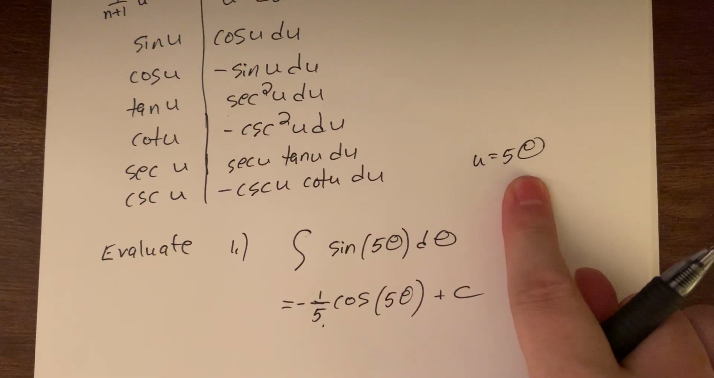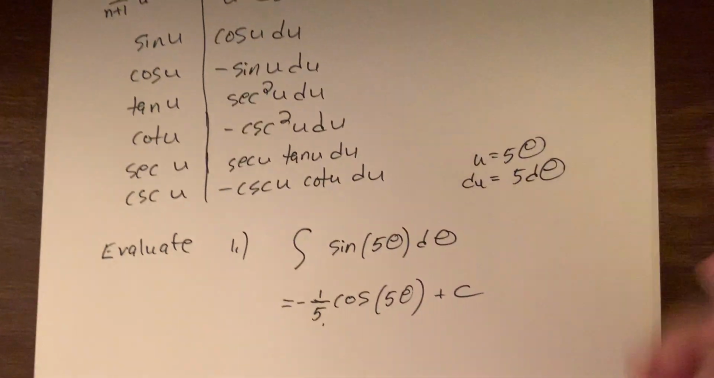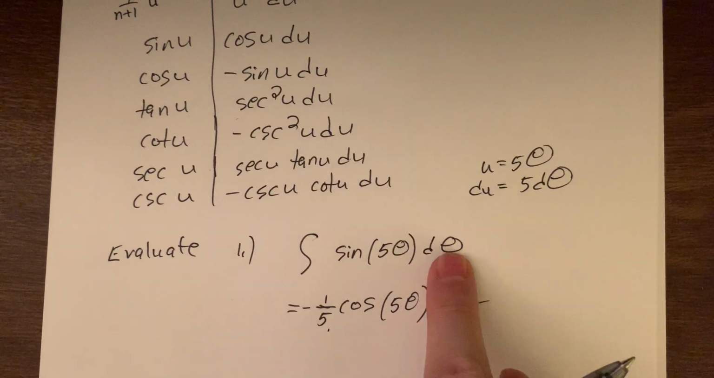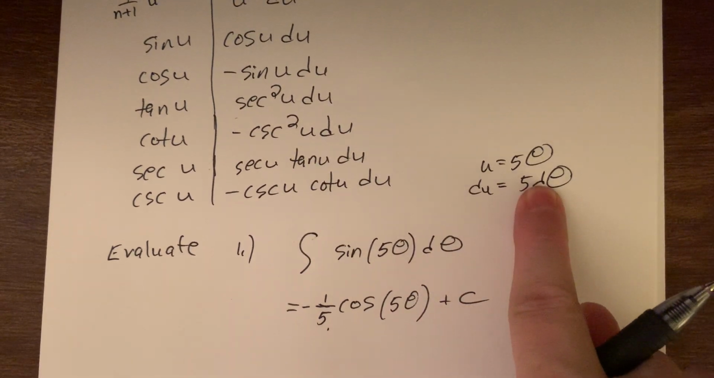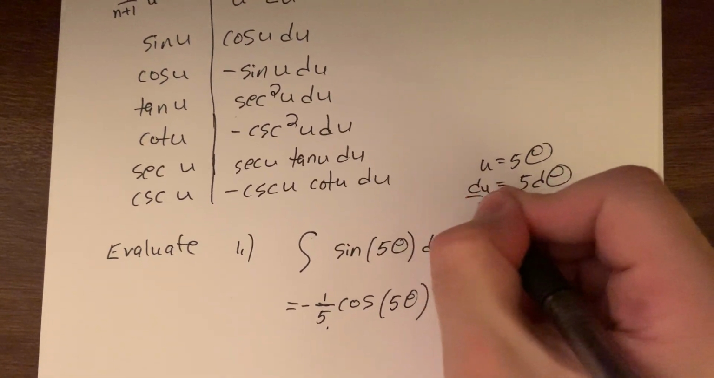let me pick u as my inner. Well, then the derivative of u would just be 5 d theta. And again, the book's way, they'd say, hey, you've got a d theta, but you need a 5. So I do a 5 and 1/5. But for us, just divide that by 5.